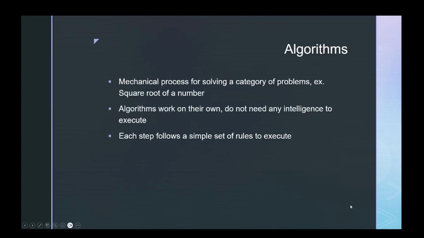Finally, we're going to finish up with a quick chat regarding algorithms. So an algorithm is a mechanical process for solving a set of problems. For example, the square root of a number. It is very mathematical. You know the steps to do it. There are rules. A calculator can do it. Algorithms are going to be able to work on their own. They don't need any outside intelligence in order to execute. Each step follows a simple set of rules.